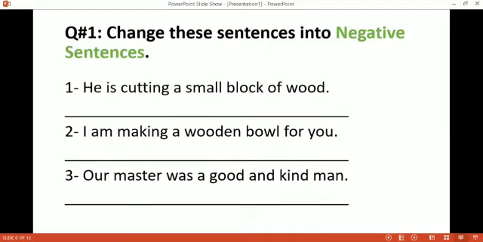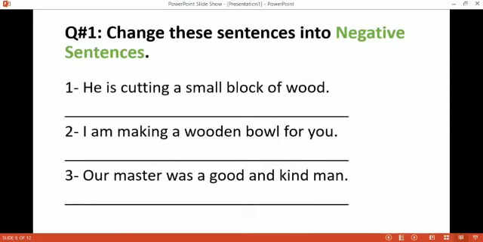Sentence number three: Our master was a good and kind man. Okay, which helping verb is used here? Yes, was. Was is a helping verb. And what do we have to do? We have to put not after was. Our master was not a good and kind man.